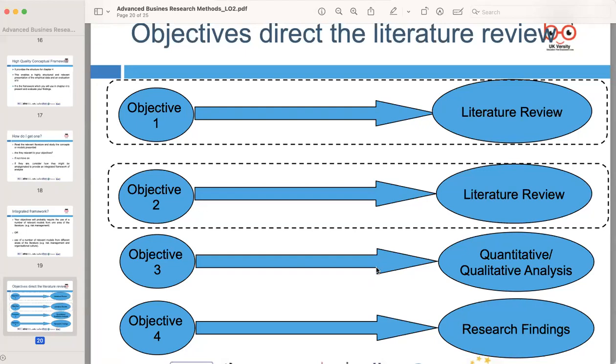Objective 4 is research finding. The final objective is to present our research findings based on the literature review and the subsequent analysis. We generate new insight and contribute to the existing knowledge in our field. By sharing our findings, we contribute to the scientific community and pave the way for further research in the future.